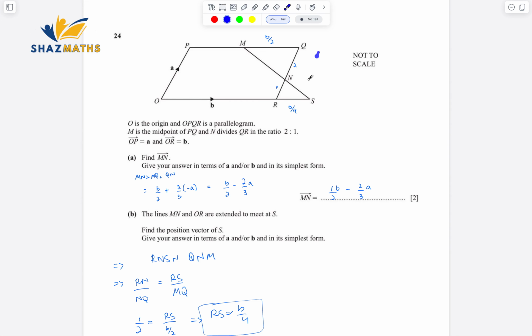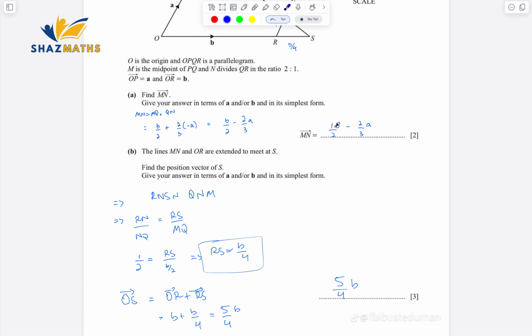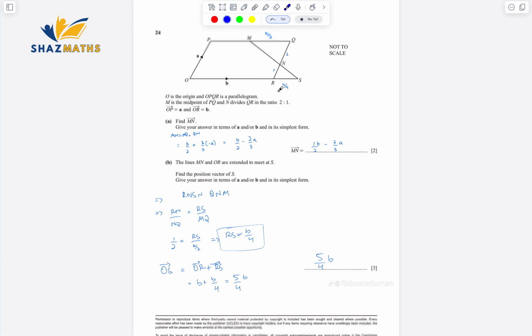The lines MN and OR are extended to meet at S. We can see that here. Find the position vector of S. So we have to find OS basically. OS would be OR plus RS. Now if you see, these two lines are parallel, so similar triangles are there, that means the ratio of corresponding sides would be equal. So 1 by 2 of MQ, which was B by 2. So RS would be B by 4, because the ratio of corresponding sides is equal.